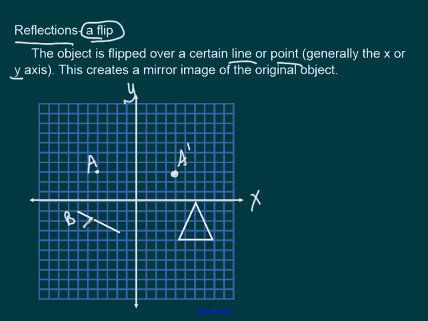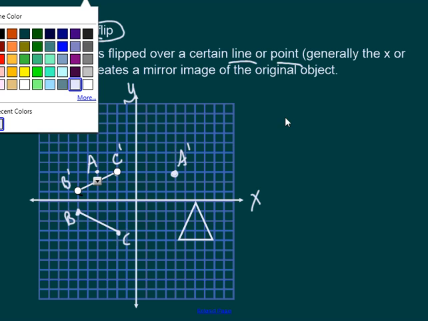Let's look at this line BC down here. For this, I need to flip the entire object, but I can do that most easily by flipping the endpoints. If I'm flipping it over the x-axis, you'll see B is 1 away from the x-axis, so I have to put B prime 1 away from the x-axis going the other way. C is 3 away from the x-axis, so I'm going to put that 3 away from the x-axis up here. So my new line, B prime C prime, is right here, connecting B prime and C prime.